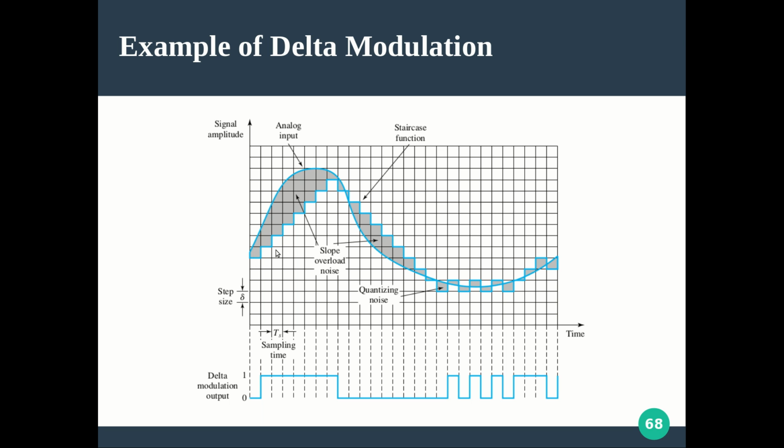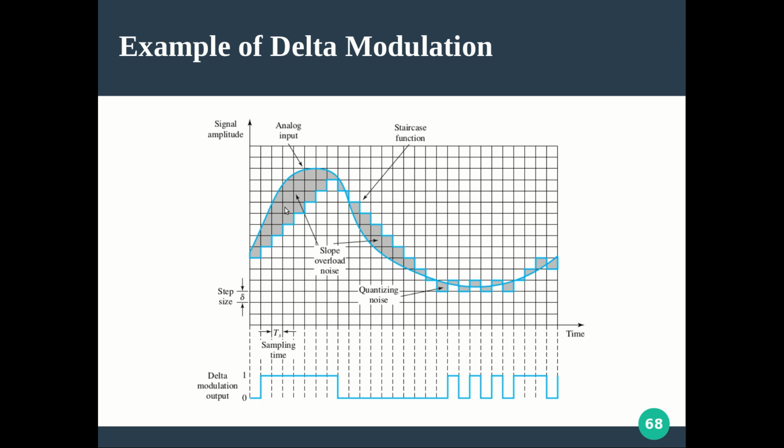So here we are using some kind of a staircase function. See that this is a staircase function. This is our original analog signal. The staircase function is moving close to the analog signal, but not much closer. Here you can see that some very good distance is there, so it is somewhat far away from the original analog signal.